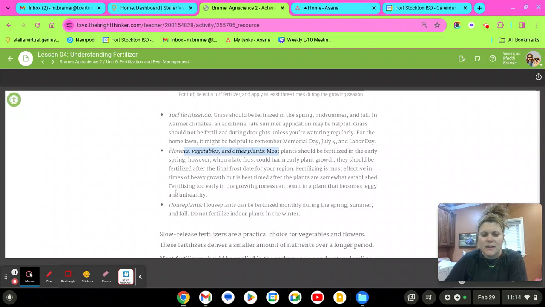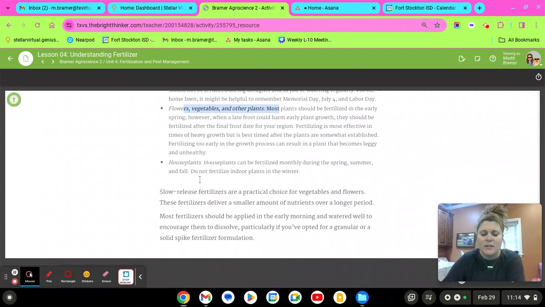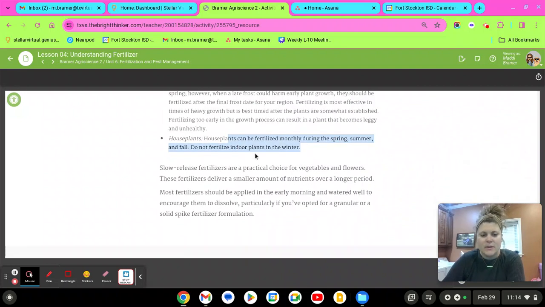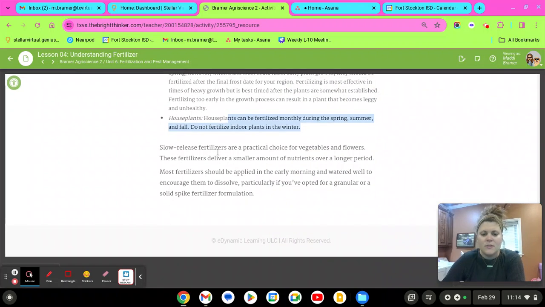Fertilizing is most effective in times of heavy growth, but timed after the plants are established. Houseplants are fertilized monthly during the spring, summer, and fall. You don't need to in the winter. So slow release fertilizers are practical for most gardeners, and they deliver a small amount of nutrients over a long period. Most fertilizers should be applied in the early morning and watered well. It's also best to water in the mornings because the sun's not as hot, you're not dealing with as high of evaporation, and etc.